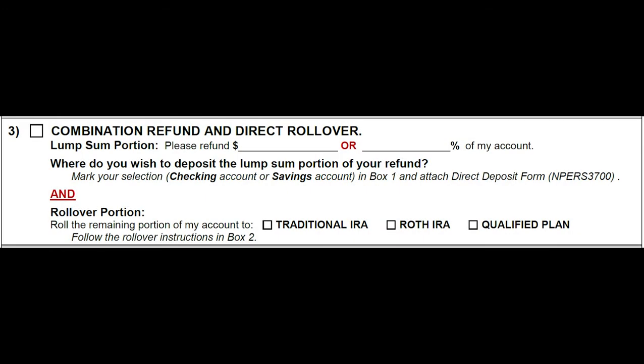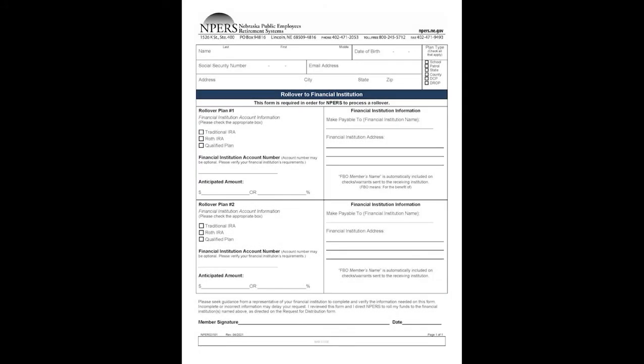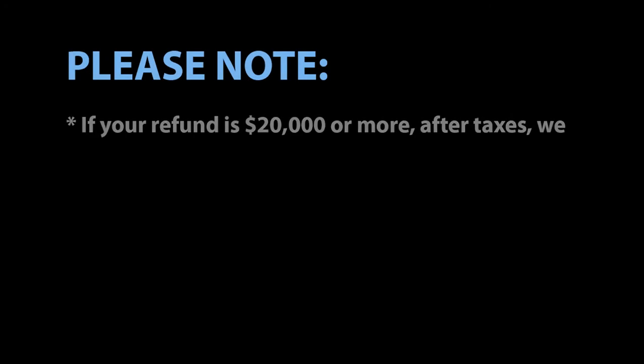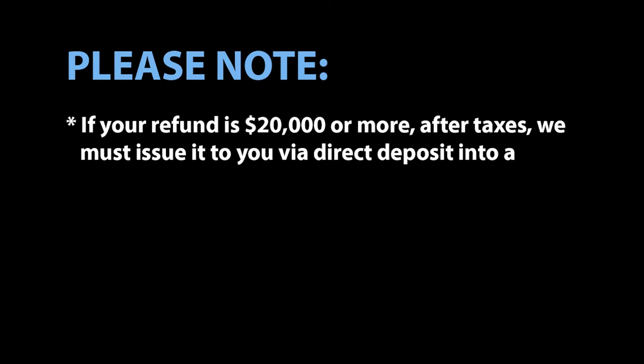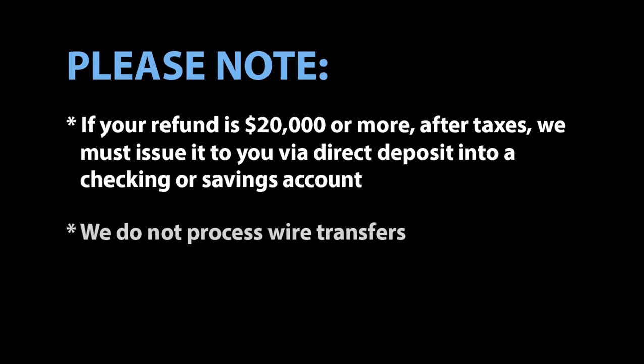The next part of this option is selecting where you would like the rest of your account to roll over to. The 3 options are the same as in box 2: traditional IRA, Roth IRA, or a qualified plan, and you will need to submit that Rollover to Financial Institution form in conjunction with your application. Please note, if your refund is $20,000 or more after taxes, we must issue it to you via direct deposit into a checking or savings account. We do not process wire transfers.